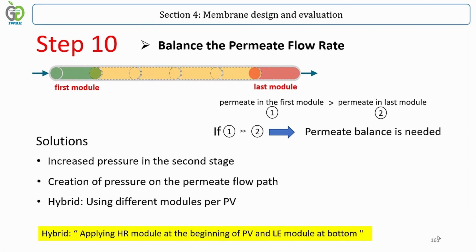Step 10. Balance the permeate flow rate. The permeate flow rate of the last module of a system is normally lower than the flow rate of the first elements. This is a result of the pressure drop in the feed channel and the increase of the osmotic pressure from the feed to the concentrate.